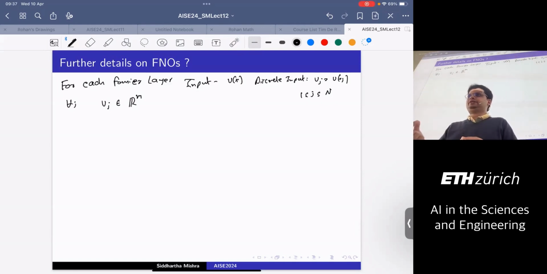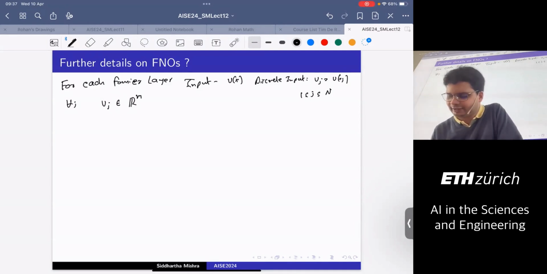So I've been given this vector, but since this vector itself has many features, I can write it as an m cross n matrix. In implementation, it is usually done as an m cross n matrix. Then I do the Fourier transform. So the next step is, okay, let's take the Fourier transform.